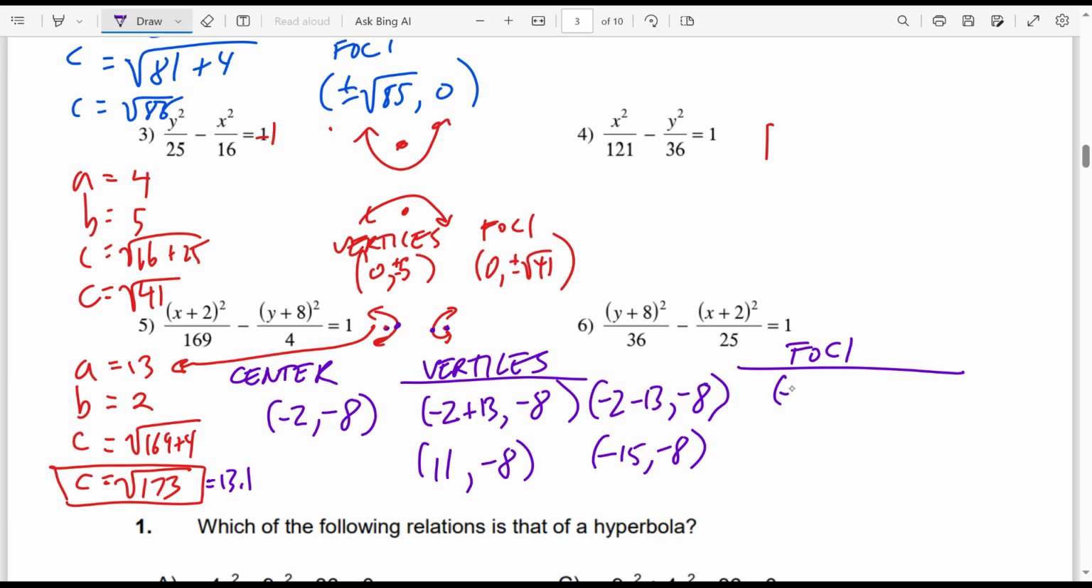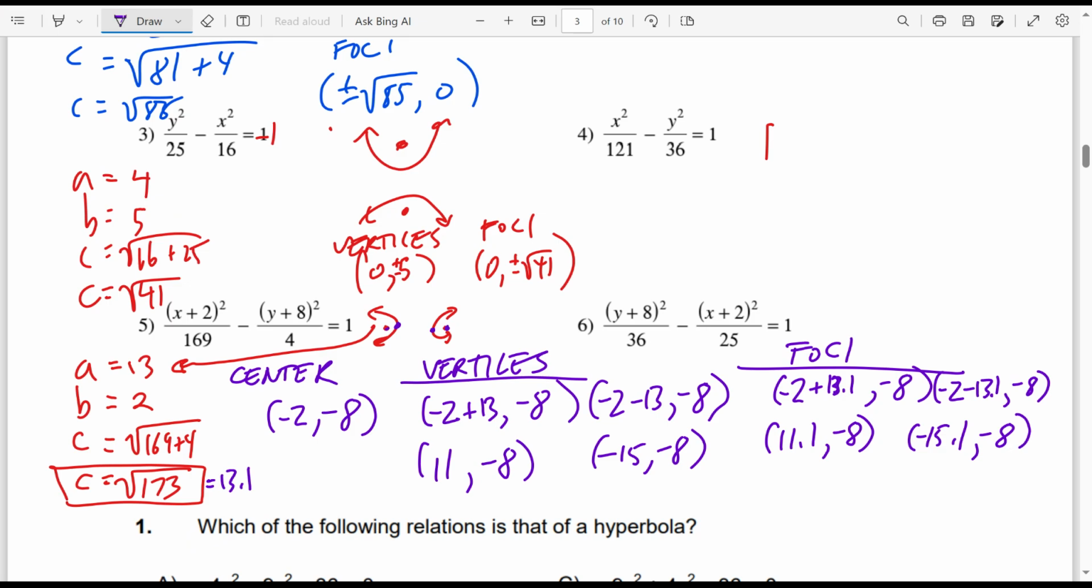What I mean by that is -2 plus 13.1 and -8. So I'm going to have 11.1 and -8 for one of the values. And I'm also going to have -2 minus 13.1 and -8. So the other guy is going to be -15.1 and -8.